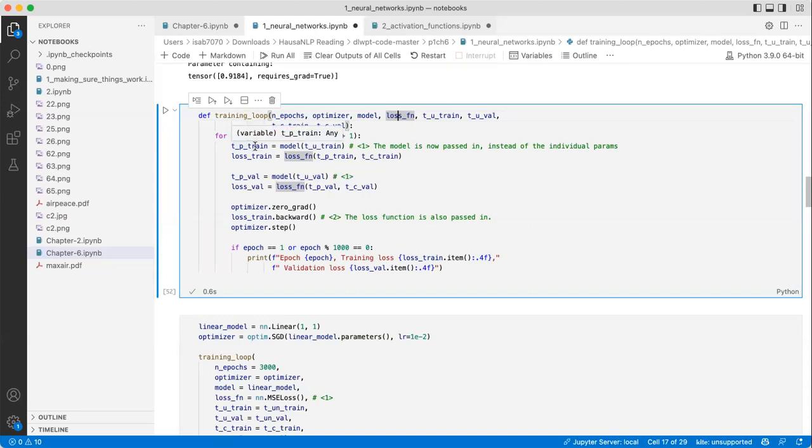For our training, we have t_p_train equals model of t_u_train, which is our training data. The model is now passed in instead of individual parameters. We pass our entire model, and the model also contains all our parameters and everything. So here we are calling our loss function for the training loss. It has two arguments, t_p_train and t_c_train, and we know what we do: we subtract them.